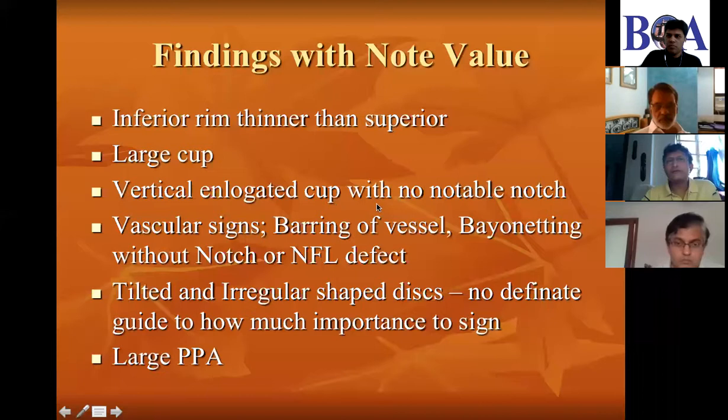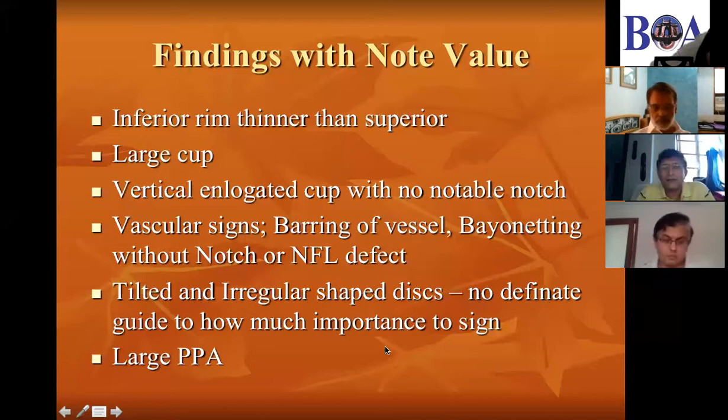Same is true with the vertically elongated cup, especially if it is all even neural rim and no notable notch is seen. Other vascular signs such as bearing of the blood vessel, bayoneting of the blood vessel without any notch or nerve fiber layer defect, just a little bearing in one position, is a sign which you may keep in record, photograph and keep on watching over time, but you cannot just put a patient as a disc suspect based only on that.